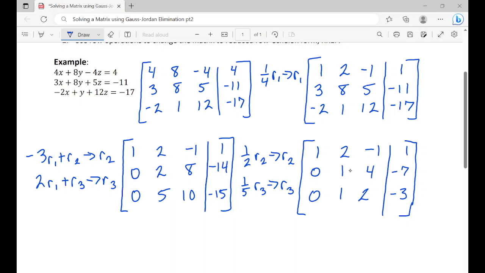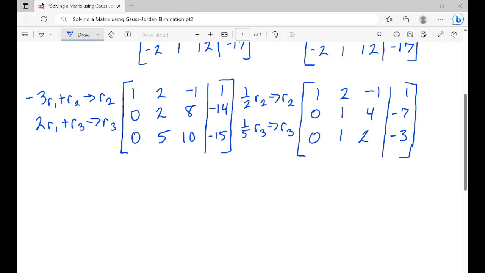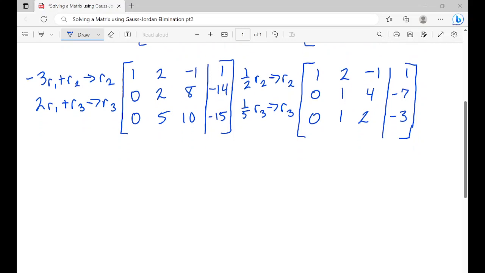Now, I'm going to get rid of the 1 below this one here. I'm going to make this a 0. And to do that, I'm going to multiply negative row 2, add it to row 3 to get a new row 3. So negative row 2 plus row 3 gives me a new row 3, which means rows 1 and 2 stay the same. So copy those down. 1, 2, negative 1, 1, 0, 1, 4, negative 7.